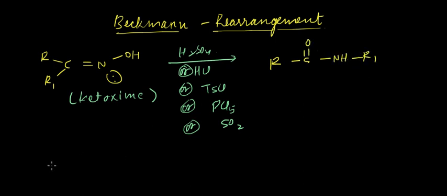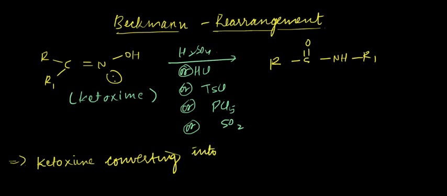And we can write it as that ketoxime converts into 2-degree amine in presence of acid and catalyst, and this is known as Beckmann rearrangement. So Beckmann rearrangement is nothing but ketoxime converting into 2-degree amine in presence of acid and catalyst.